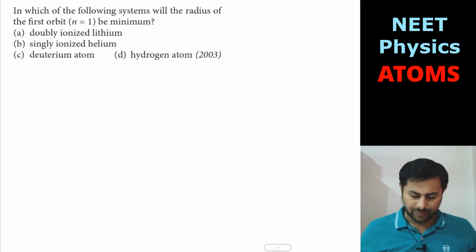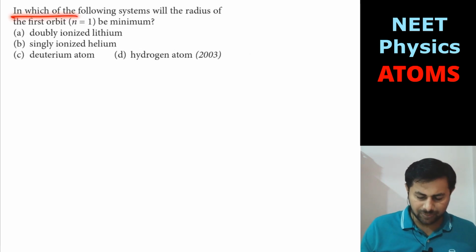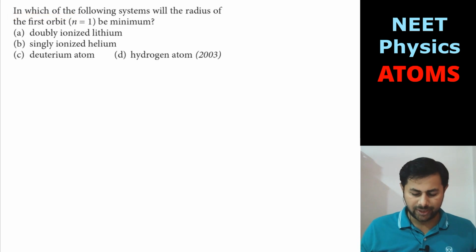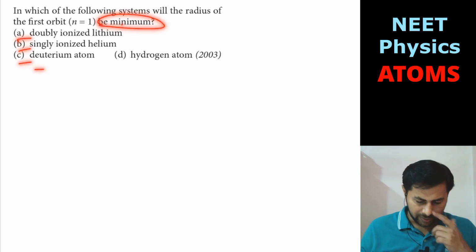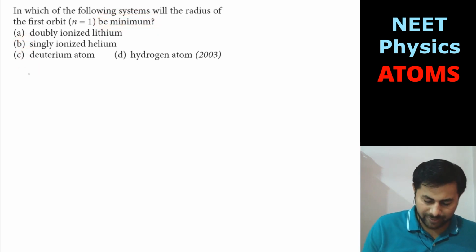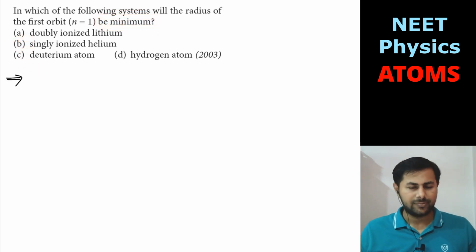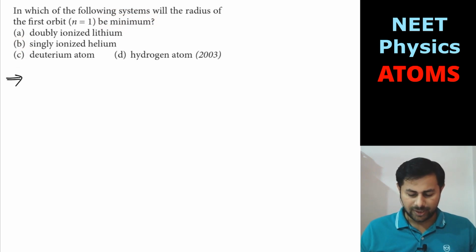Let's see next one. In which of the following systems will the radius of first orbit be minimum? Okay, which one of these? Tell me. Doubly ionized lithium, singly ionized helium, deuterium, and hydrogen atom.